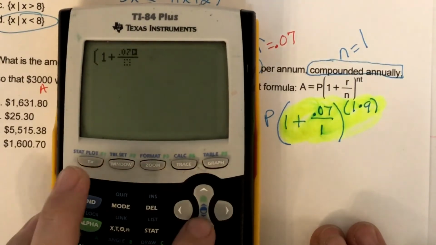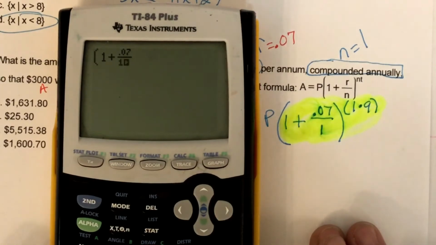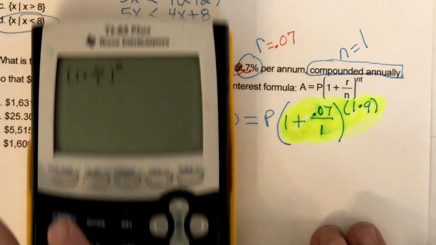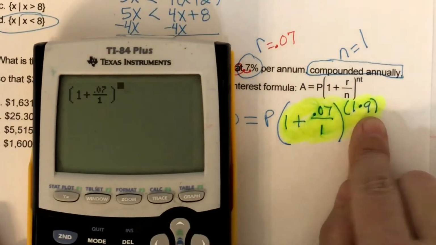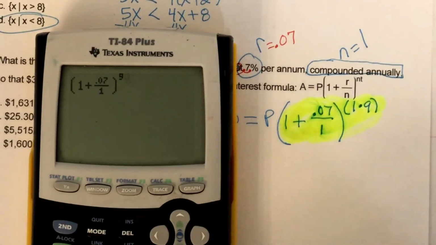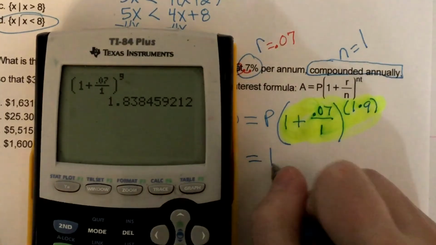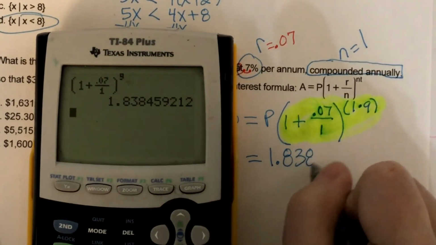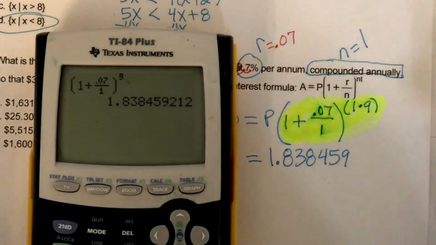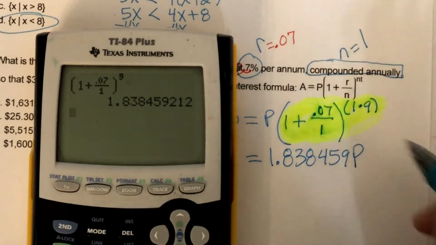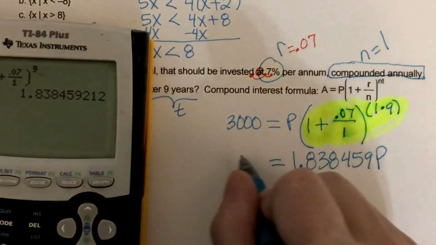0.07 goes on top, arrow down. 1 goes on bottom. Right arrow out. Close the parentheses. Raise it to the power of. Now this is easy. 1 times 9, that's just 9. So I don't need to type 1 times 9. That's just 9. Okay, hit enter. Okay, so this is what's multiplied with the p. So it's like 1.838459, blah, blah, blah, p. And then that equals my 3,000.